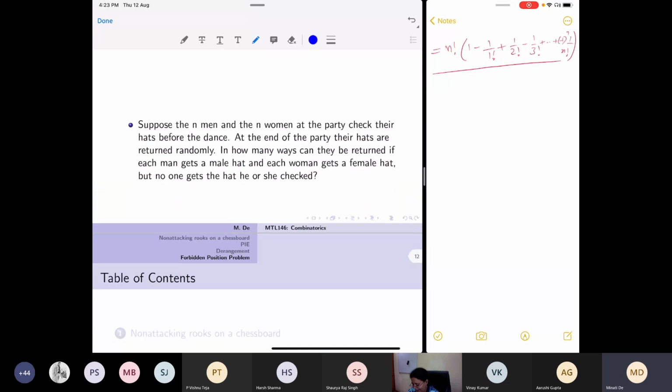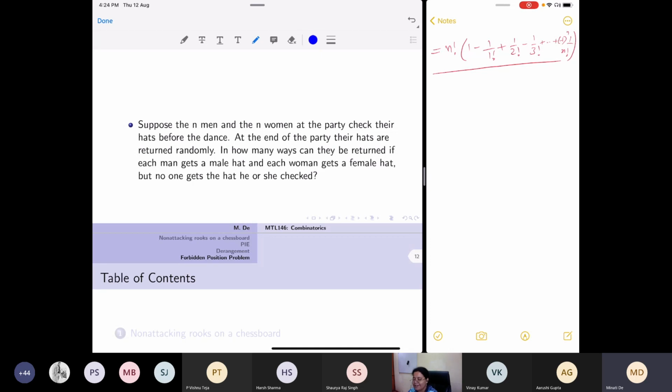Now again, it's a party problem. In the party again we have n men and n women. Before going to the party, they submitted their hats to the caretaker. Now there is some distinction: the male hat and female hat are different, they are not of the same type, so one can distinguish. So when they return, the caretaker will give a male hat to a male and a women's hat to a woman.